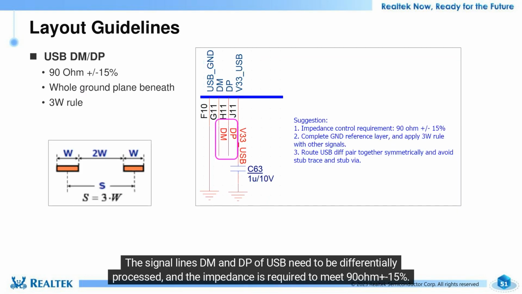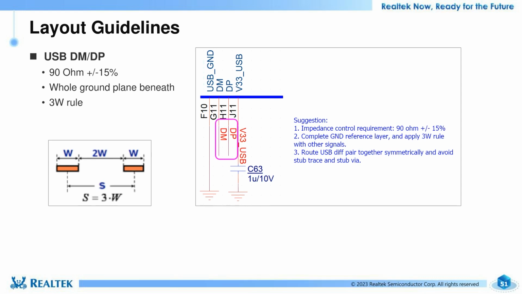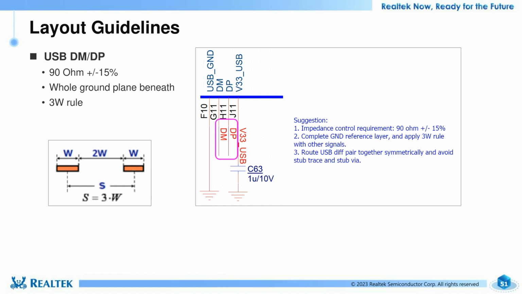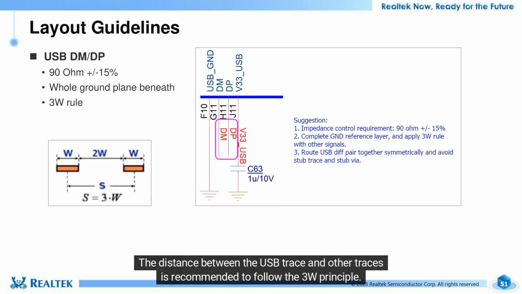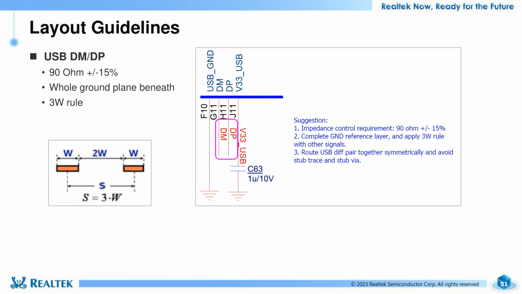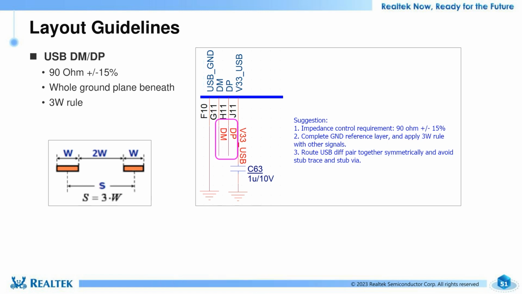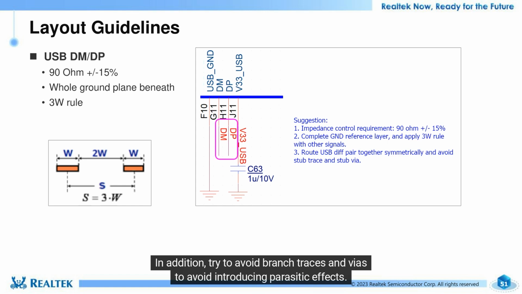The signal lines DM and DP of USB need to be differentially processed, and the impedance is required to meet 90 ohm plus or minus 15%. The layers adjacent to the USB traces must be complete ground planes. The distance between the USB trace and other traces is recommended to follow the 3W principle. The USB transmission line should be on the same layer, and there should be no vias through the layer. In addition, try to avoid branch traces and vias to avoid introducing parasitic effects.